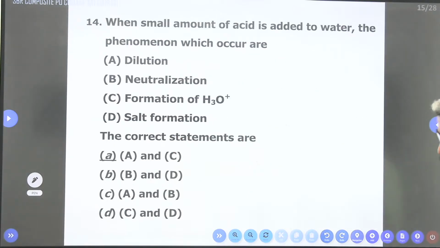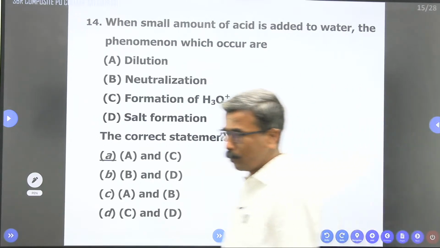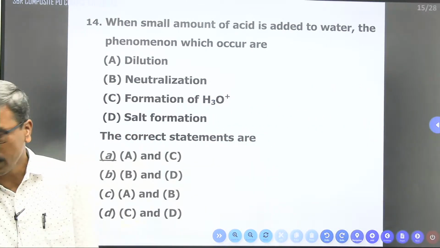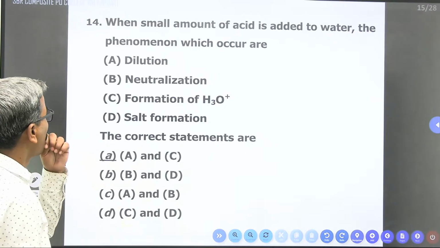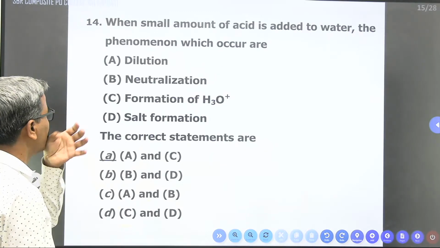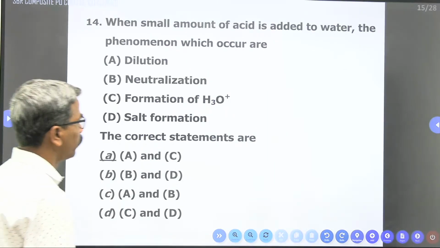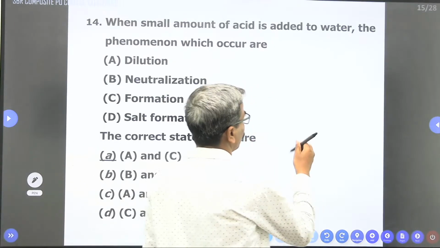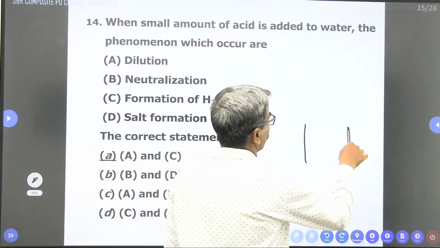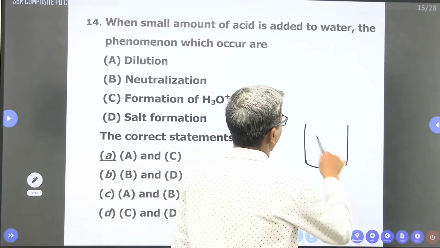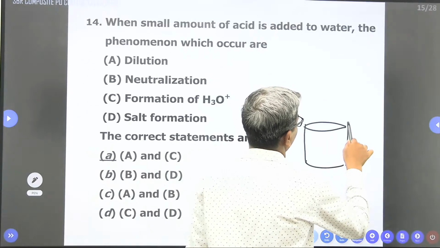Now moving to question number 14. The statement of the question is: when a small amount of acid is added to water, when you take, here, I am drawing once again a rough diagram. Now if I am taking, for example, this is a beaker.